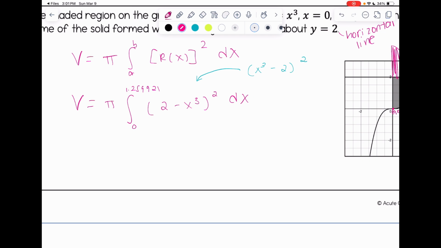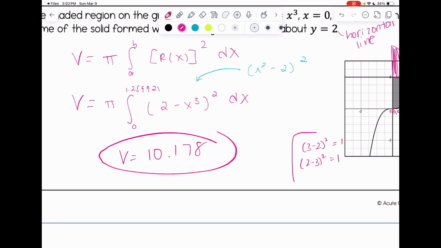As a side note, if you had 3 minus 2 squared and 2 minus 3 squared, both of them are going to come out to 1 because you're squaring it anyway and always going to get a positive. So we could technically use either one of these in here. And when I evaluated this in my calculator, I got 10.178 as the volume of the solid of revolution.